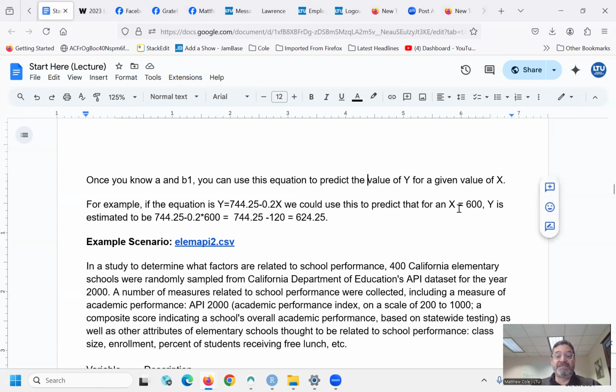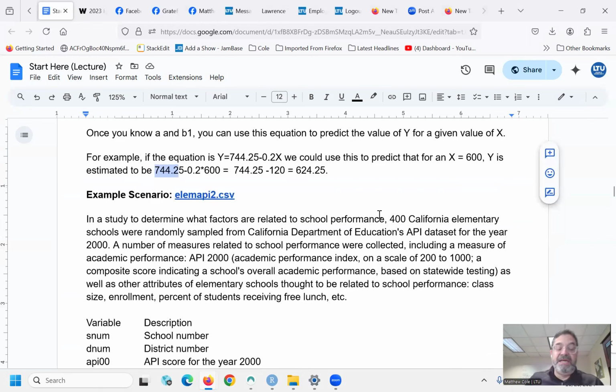So let's say if X was 600, then our estimated value of Y would be 624.25. Why? Because 745.25 minus 0.2 times 600 gives us 624.25.